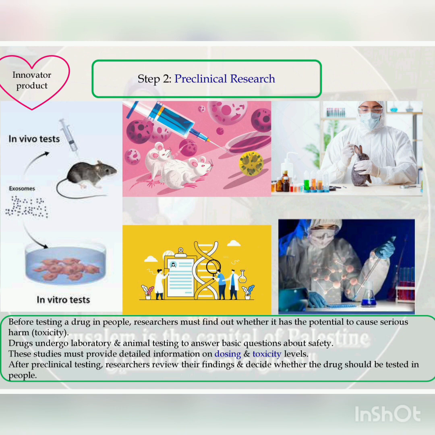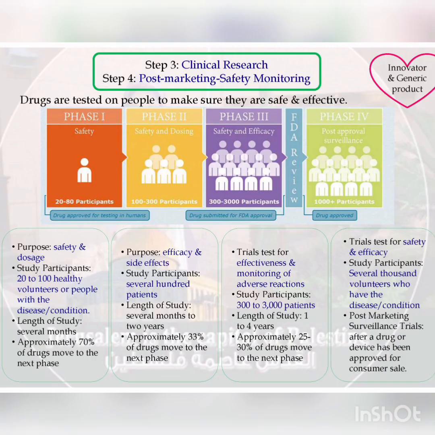After preclinical testing, researchers review their findings and decide whether the drug product should be tested in people or not. Step 3, clinical research. In this step, the drugs are tested on people to make sure that they are safe and effective. Clinical research step includes 3 phases.